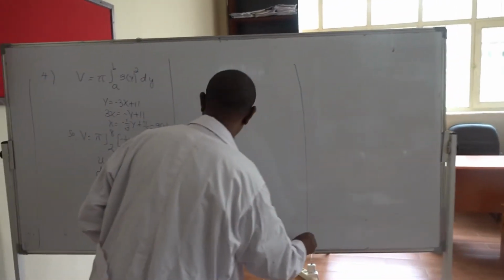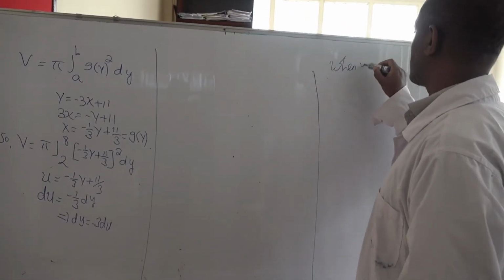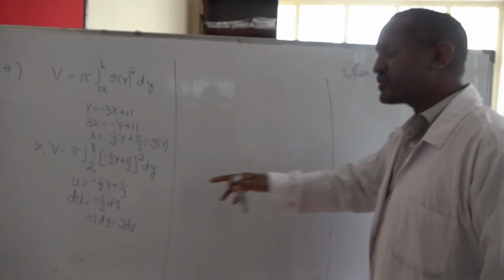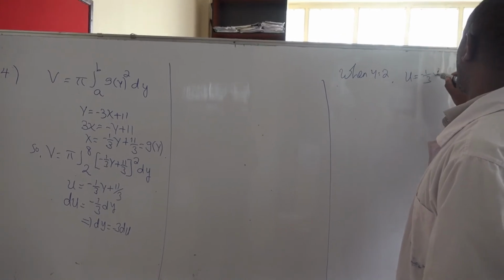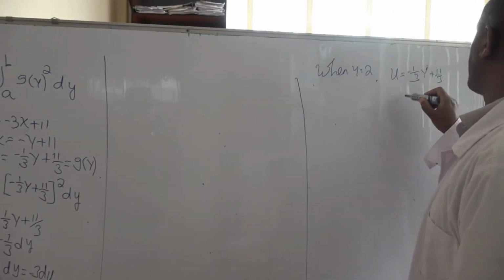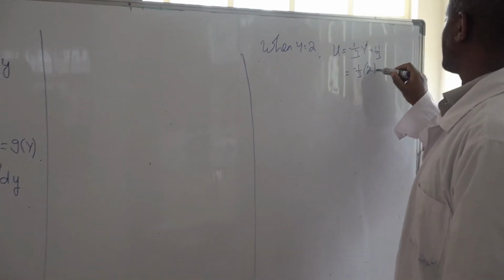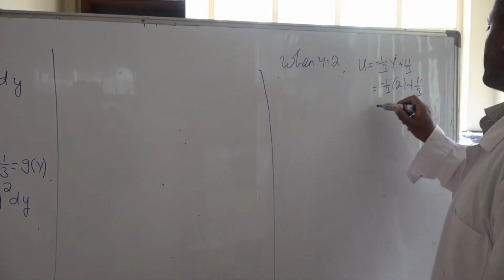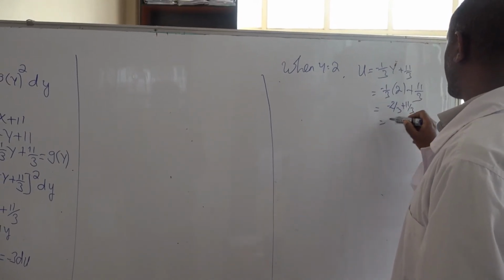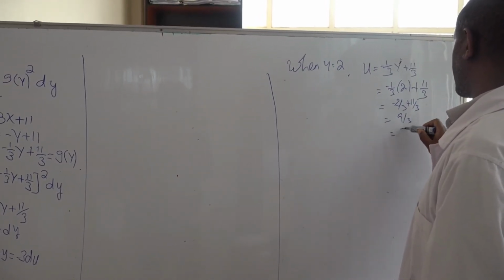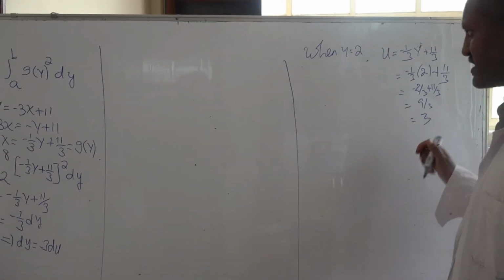Now, from this substitution, when y equals 2, what will be the value of u? u will be negative 1 over 3 y plus 11 over 3. So I'll have negative 1 over 3 times 2 plus 11 over 3. This is minus 2 over 3 plus 11 over 3, 9 over 3, that is 3. So I replace the lower limit of integration, that is 2, by 3.